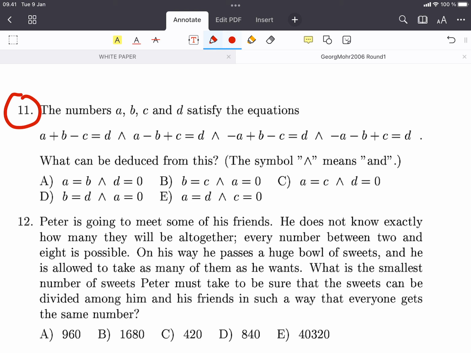So it says the numbers a, b, c, and d satisfy the equations a plus b minus c equals d. And then it says the symbol, that symbol means and. So and a minus b plus c equals d, and minus a plus b minus c equals d, and minus a minus b plus c equals d. So it's essentially some simultaneous equations in four different variables. And then it asks you which of the following you can deduce from the above information.